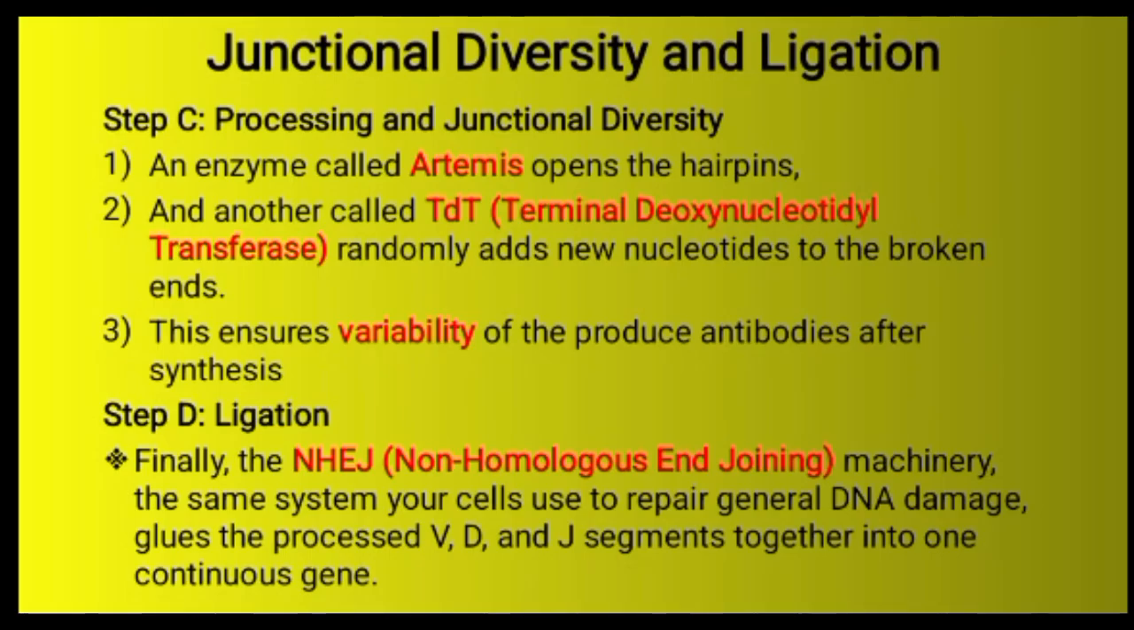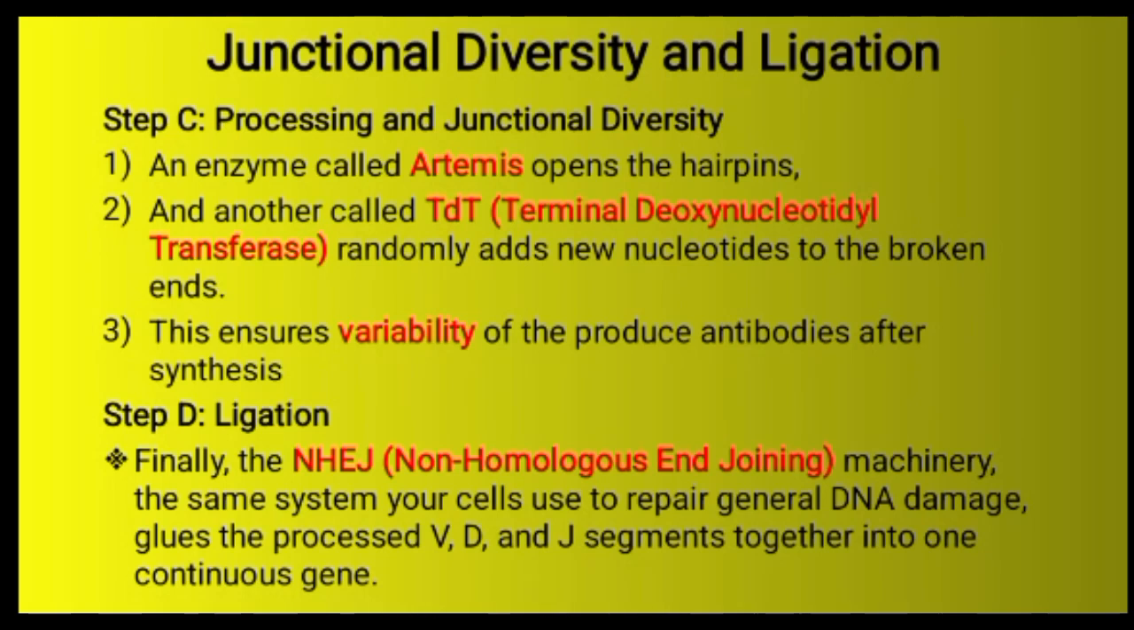Now, for the processing and junction diversity, the enzyme called Artemis opens the hairpin. When it is jammed together, it is ready. Then the Artemis enzyme opens the hairpin. Then another enzyme called terminal deoxynucleotidyl transferase, TdT, randomly adds random nucleotides, or a random sequence. This is used to make sure that each individual antibody is uniquely formed and is not the same as the other antibodies. So that's why we are using the TdT enzyme. This ensures variability of the produced antibody.